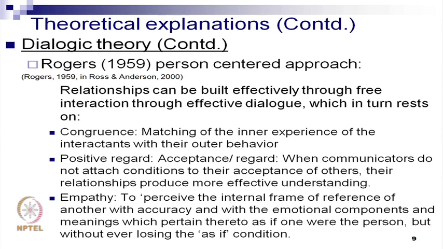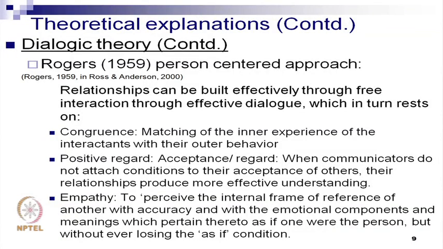Rogers' person-centered approach says that relationships can be built effectively through free interaction, through effective dialogue, which in turn rests on these three things. We need to have freedom of interaction, we need to have free-flowing interaction, and that can only be achieved through effective dialogue. Now, this free-flowing effective dialogue leads to free interaction, which further leads to an effective relationship.